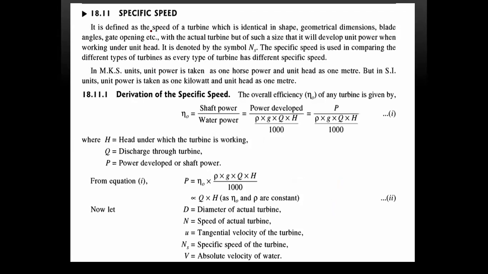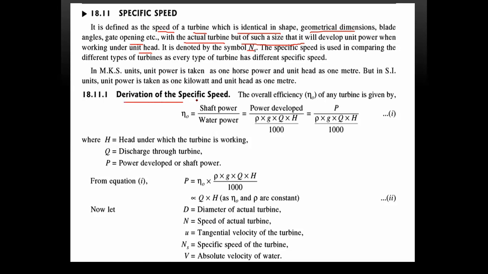A specific speed is defined as the speed of a turbine which is identical in shape, geometrical dimensions, blade angles, and gate opening, but of a size that will develop unit power when working under unit head, denoted by Ns, right?